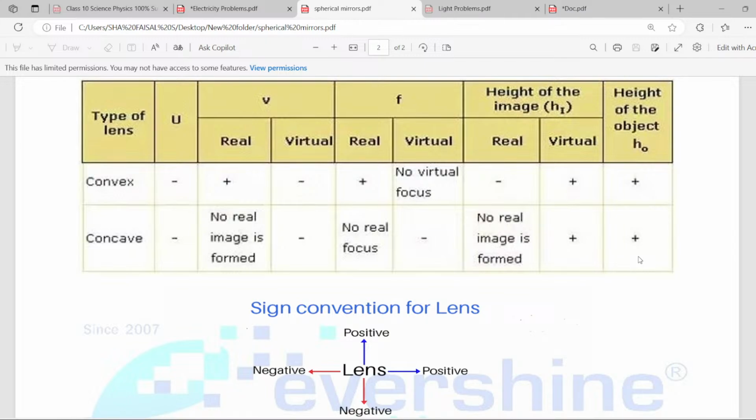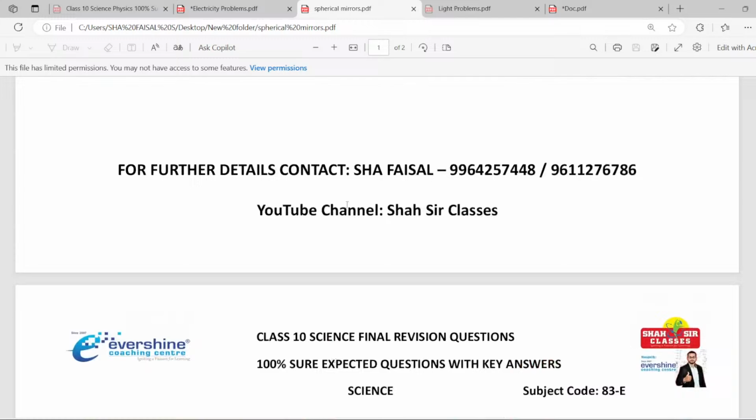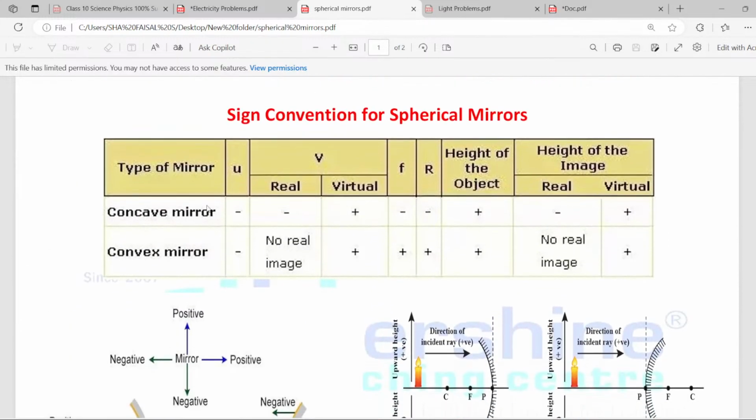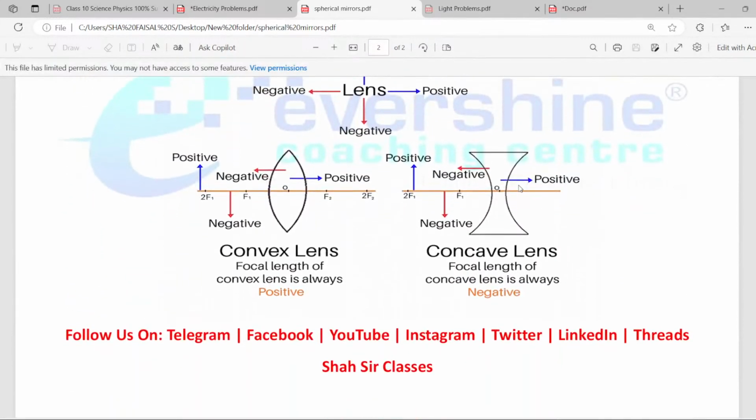Children, when you solve the problems, please remember you have to draw this table so that it will be easy for you to understand. Practice one or two times. After the end of the session, draw this table. If the problem is related to lens, this is the table. If the problem is related to mirror, this is the table. Only values they'll give; you have to simplify the negative and positive signs. Only write negative where you have to write negative, and positive where positive. That's it. Is this clear?